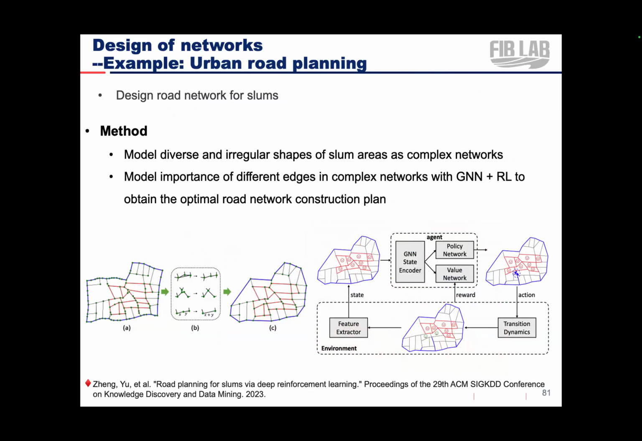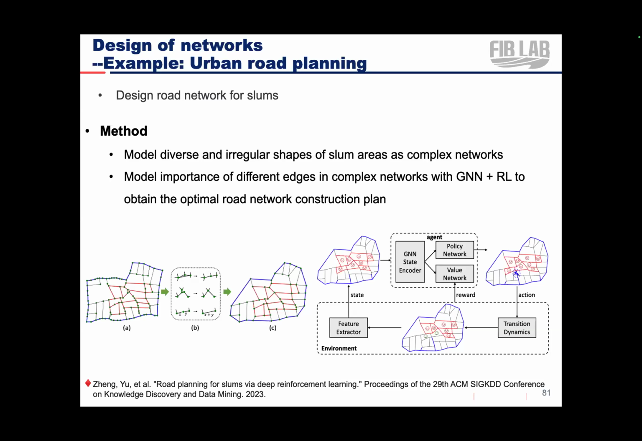This is a similar example. I think it's the same authors. They transfer this method to another new problem, which is designing the road network for slums. We know that in some underdeveloped countries, slums commonly exist in their cities, and building a road network for this specific area is very helpful and socially good.